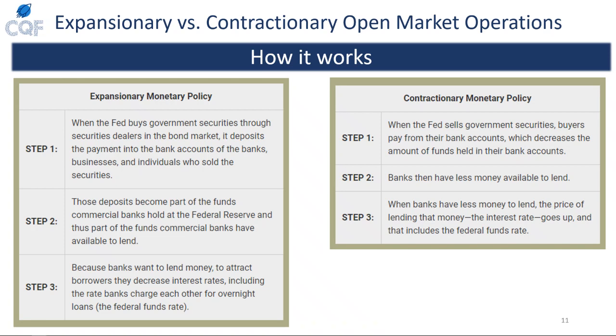Now they have more dollars to lend and they want to lend. But how do they get people to want to borrow? They have to increase demand. Therefore, they reduce the interest rate to entice people to borrow. So this is how the Fed, when they actually buy government securities or debt from banks, ends up causing the interest rate to fall.